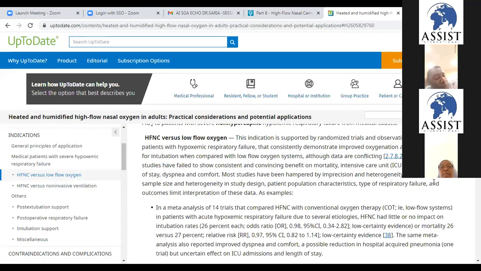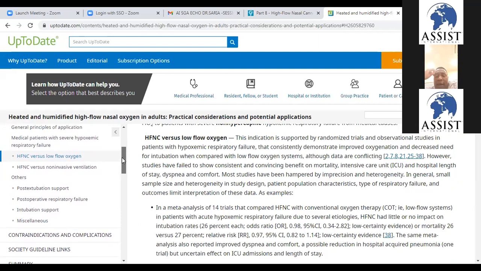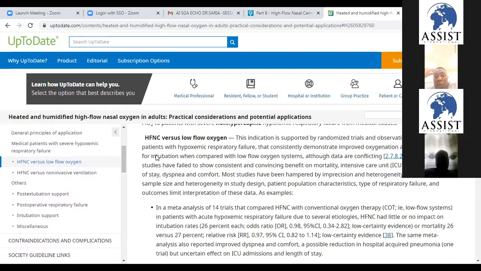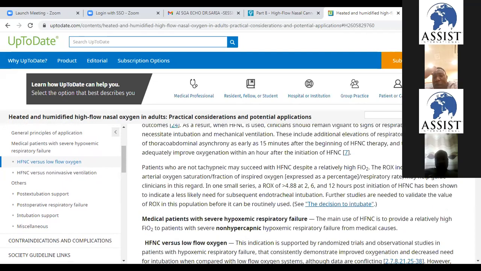For patients with type 2 respiratory failure, which is ventilatory failure, high flow oxygen therapy may not be useful because it will not help in removing carbon dioxide from the body. So patients with type 2 respiratory failure will not benefit much as compared to patients with type 1, which is oxygenation failure.